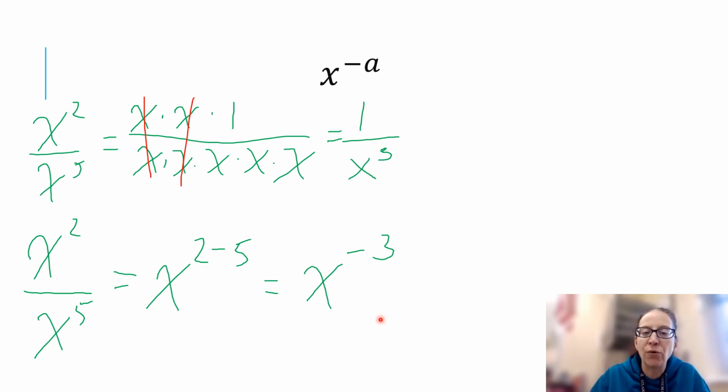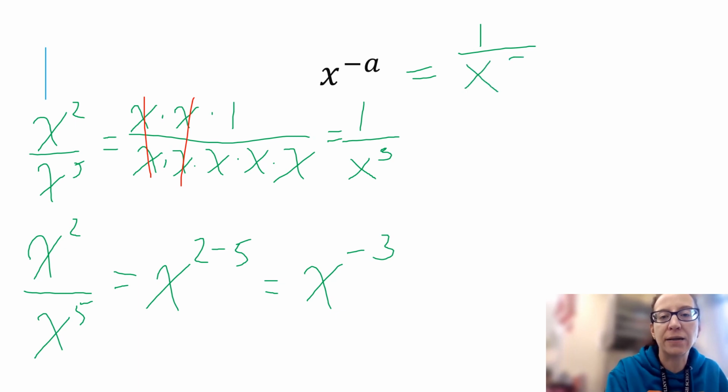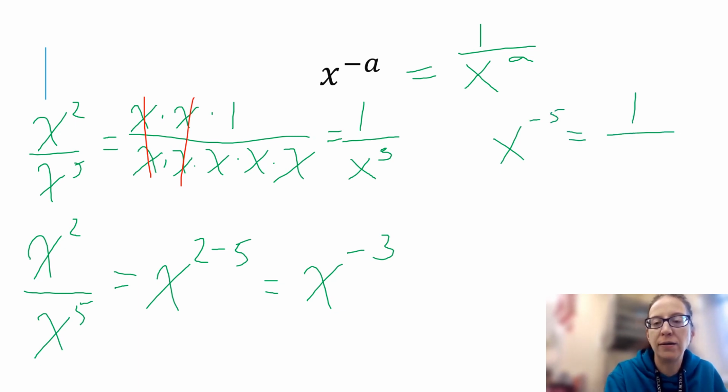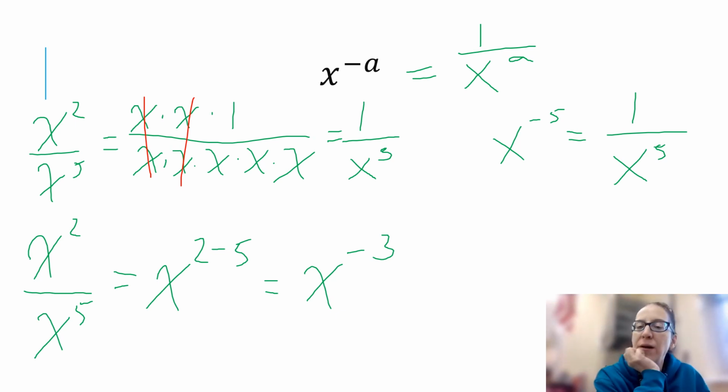So what must be true is that these are the same. X to the -3 must be equal to 1 over x to the +3. So for my law, x to the -a is equal to 1 over x to the +a. As an example, you might say x to the -5 is equal to 1 over x to the 5th. So a negative exponent becomes a positive exponent when you write it in the denominator.